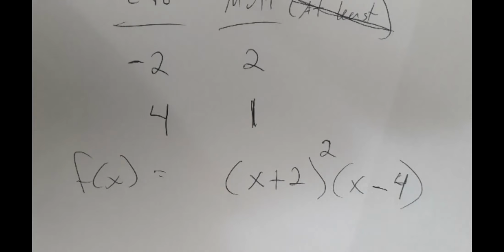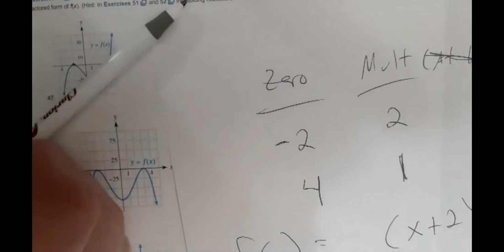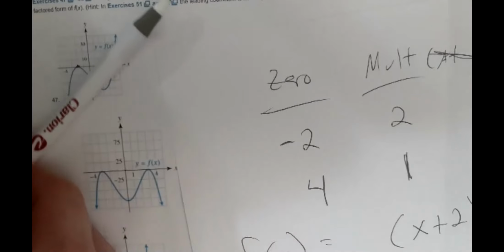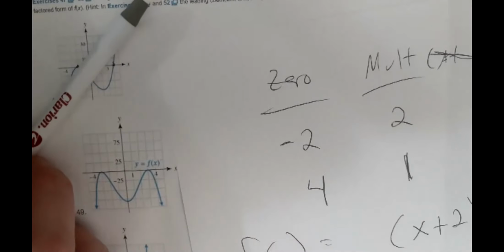Questions about this one? How we're getting these zeros, how we're getting the multiplicities, how we're writing the factors. And then the other thing I said and didn't do, I want the leading coefficient. So is the leading coefficient here plus or minus 1 is the question. It's going to be +1 because this thing looks like a line, right? It's going down to the left, going up to the right. My end behavior looks like a positive line.